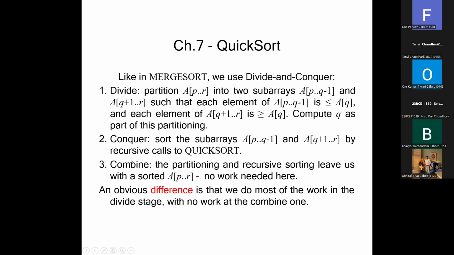So divide, conquer, and combine the solutions. An obvious difference is that we do most of the work in the divide stage, with no work in the combine stage. So while dividing the given list of n numbers, we have to be very cautious, because with respect to the divide position, the subarrays are sorted.